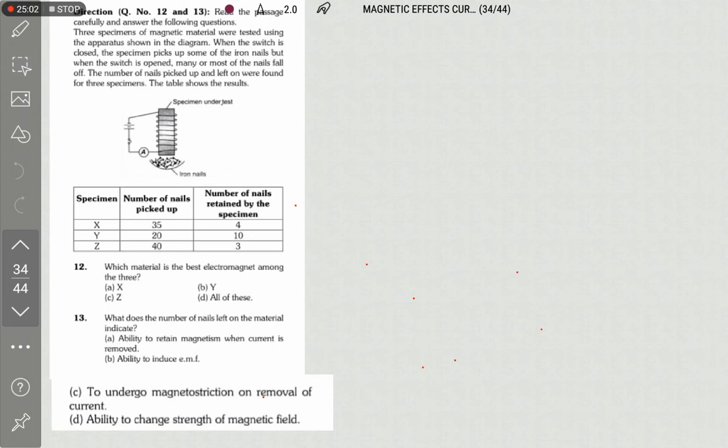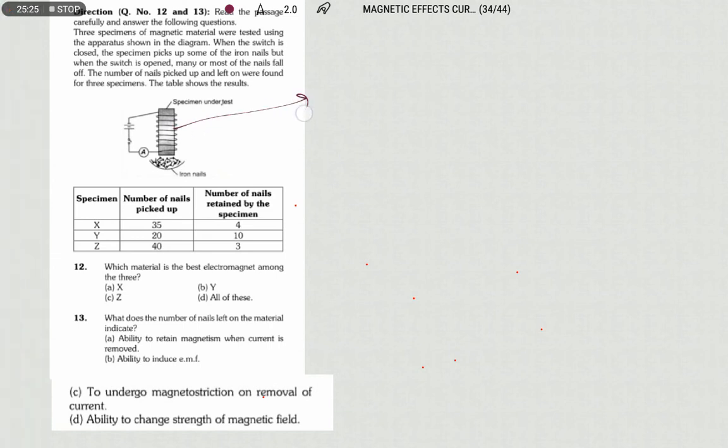So that means they are taking different specimens. The specimens are prepared by winding with insulated copper wire, and it is connected to a battery. Now they are performing the experiment, keeping some iron nails near the pieces. The iron nails are attracted. So actually this phenomenon belongs to the electromagnet.